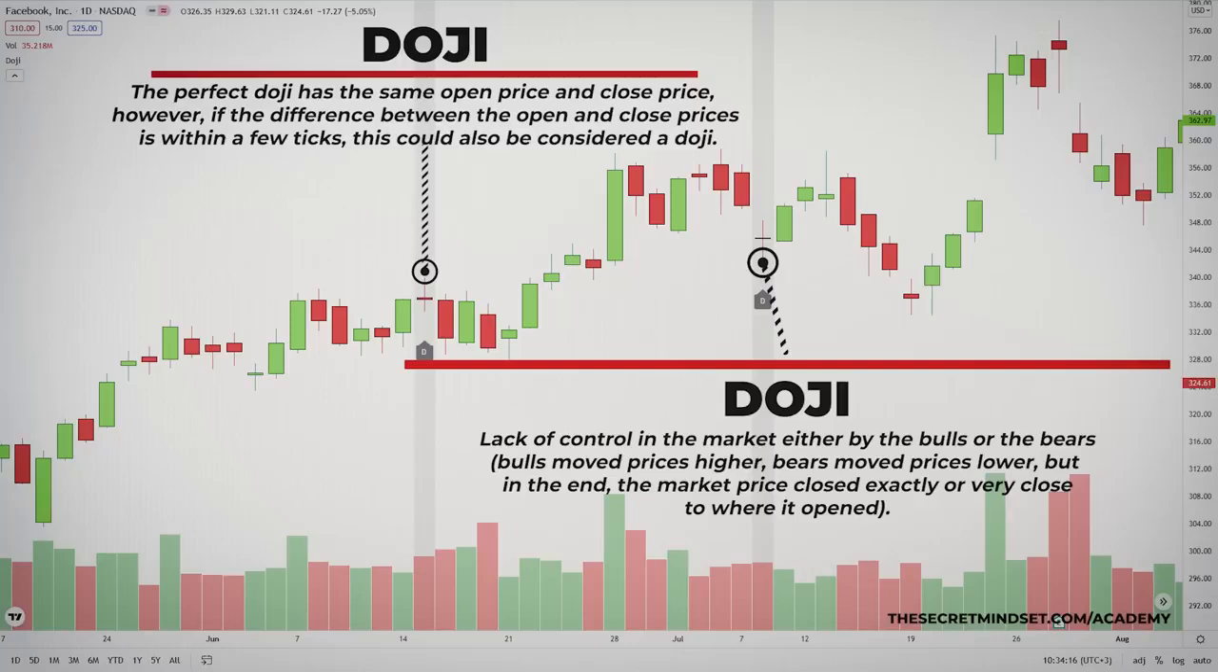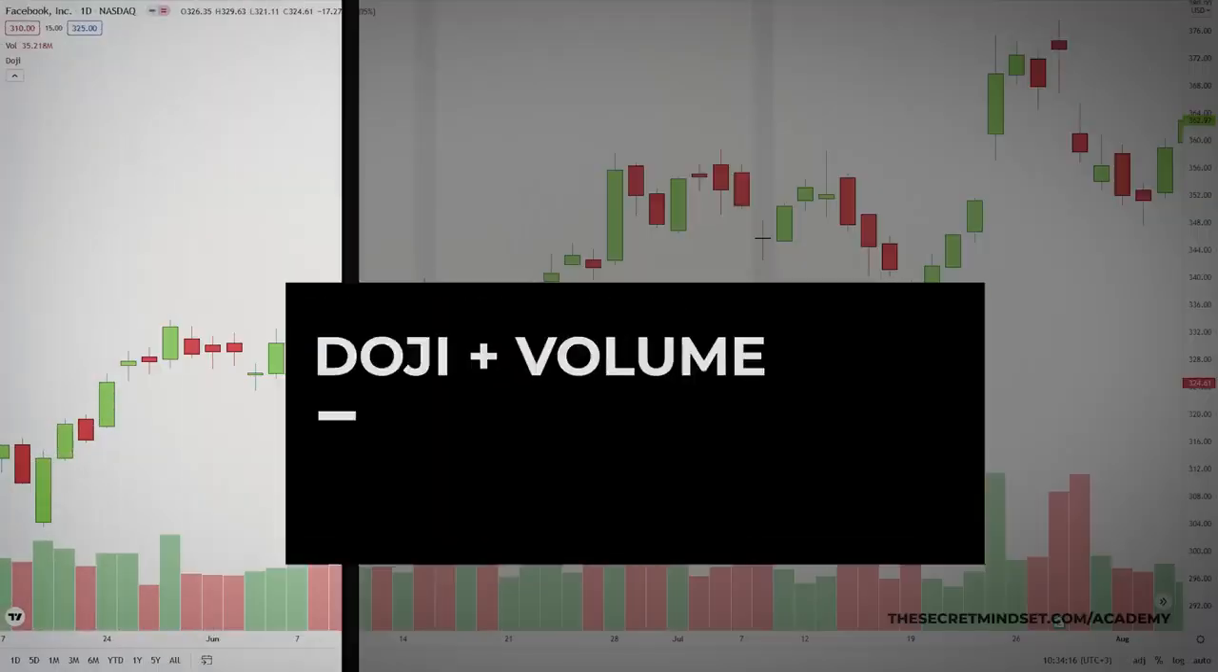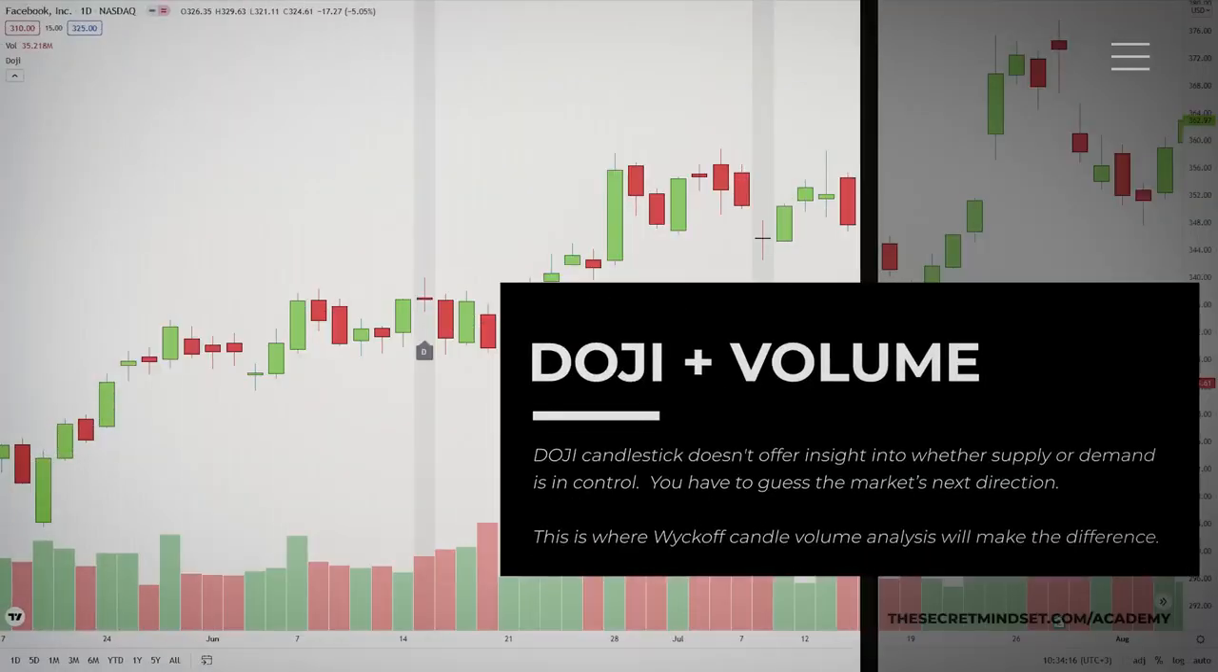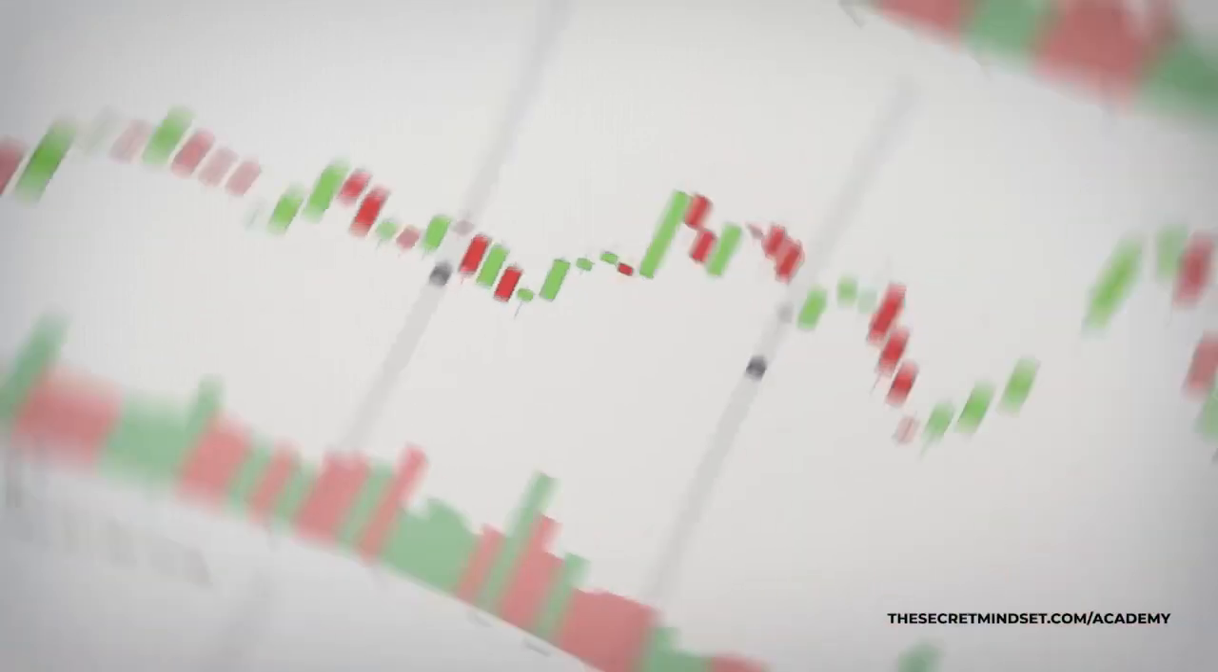The lack of direction is clear. Bulls move the price higher, bears move prices lower, but in the end, the market price closed exactly or very close to where it opened. But if the doji candle highlights market indecision, it's safe to say that it doesn't offer insight into whether supply or demand is in control. You have to guess the market's next direction. This is where Wyckoff candle volume analysis will make the difference.